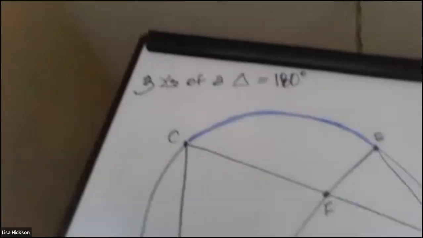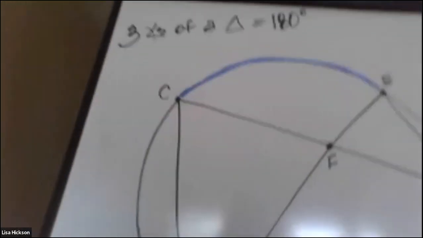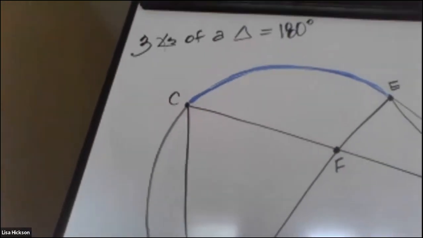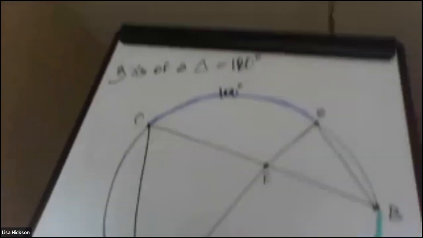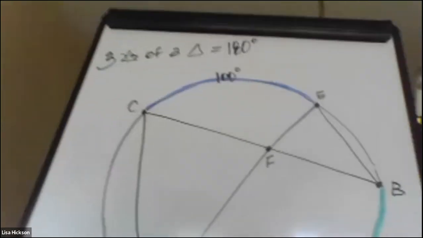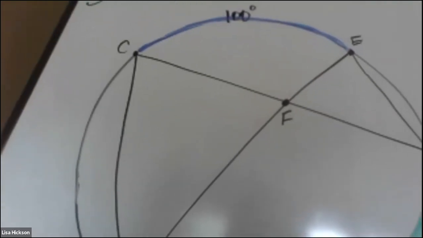So now, what information did they tell us in the description? What did they tell us? Oh, they told us that C to point E is 100 degrees. Yep. All right. So this arc is 100 degrees. And what else did they tell us? The other arc is 140 degrees. Okay. And this is 140.